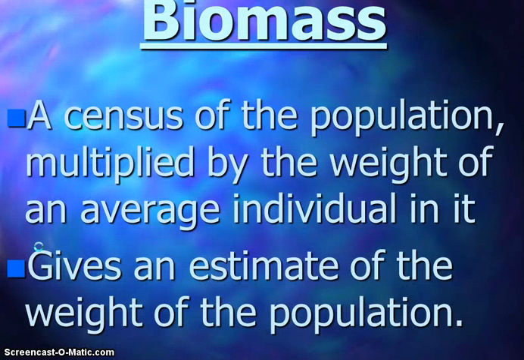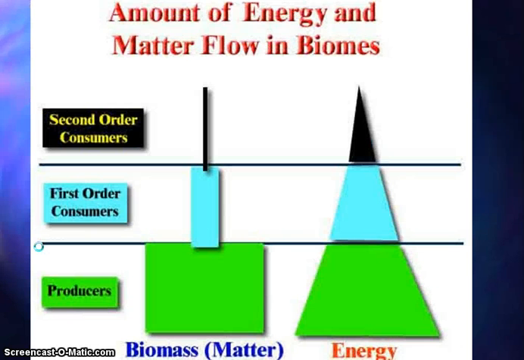So biomass will give an estimate of the weight of the population because it takes a census of the population and it multiplies it by the weight of an average individual in it. And you can see that the biomass pyramid is the same general concept, except it is not as triangular. It's more blockish, but it's still, we decrease as we go up the food chain.